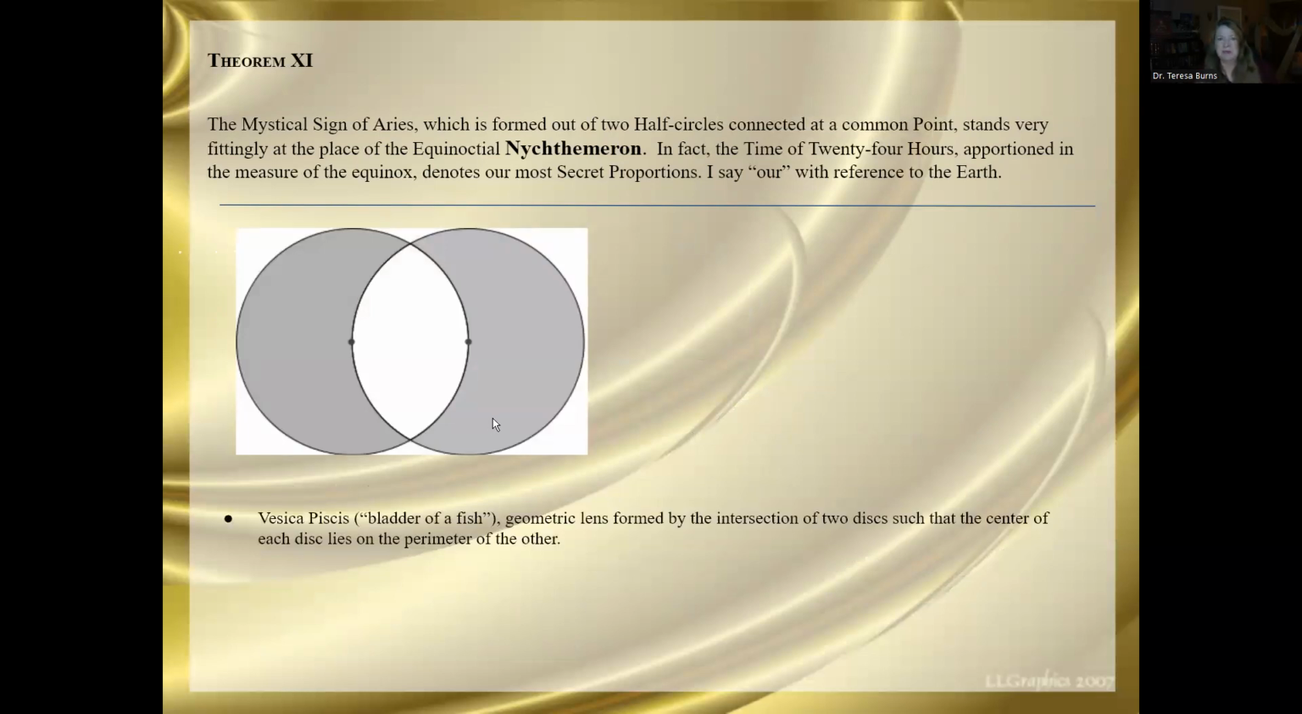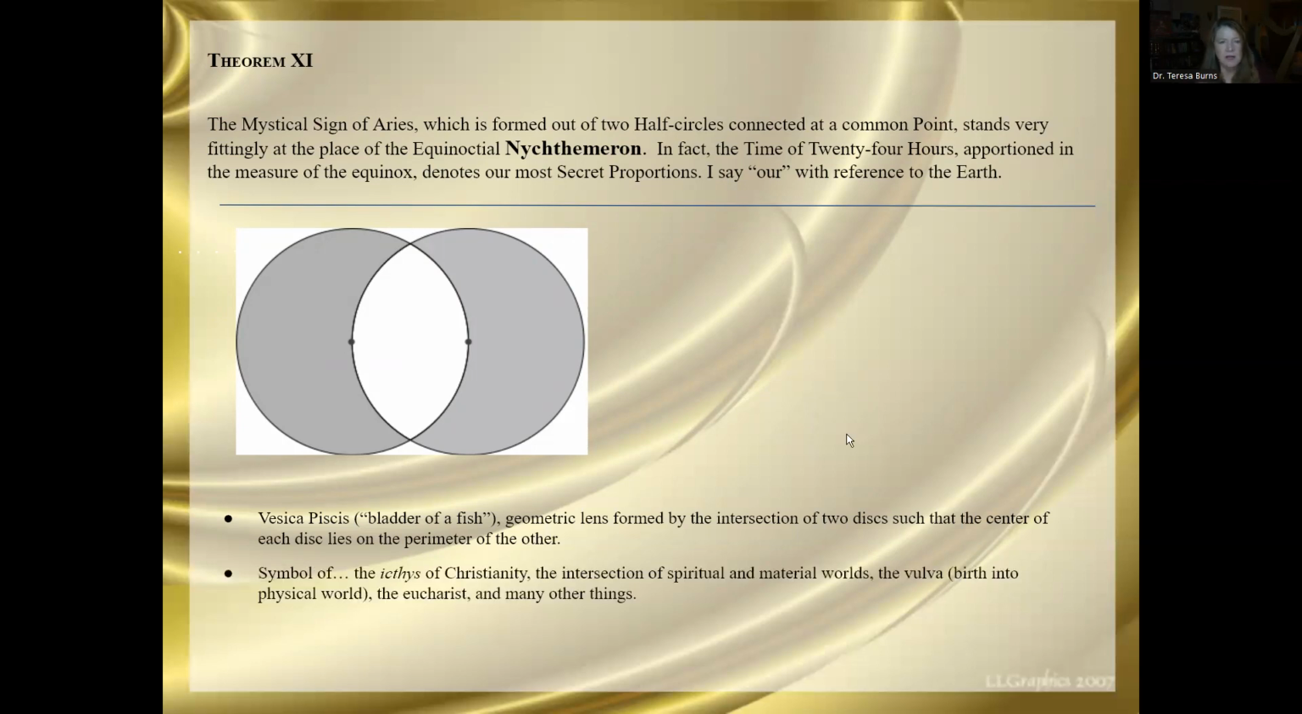In fact, let's talk a little bit about this because it's going to be very important to Euclid, as I'll show you in just a sec here. So vesica piscis means the bladder of a fish. It's a geometric or a mathematical lens formed by the intersection of two discs, so that the center of this circle, you notice, is on the perimeter of the other and vice versa. In Christianity, it becomes a symbol of the ichthys, the intersection of the spiritual and material worlds. In other situations, it becomes a symbol of the vulva, or the birth into the physical world.